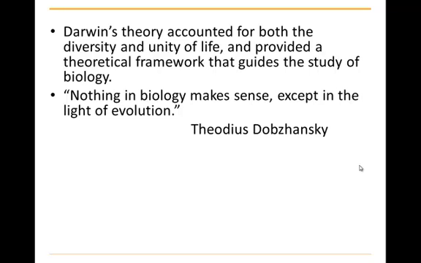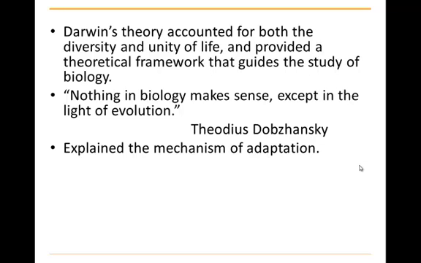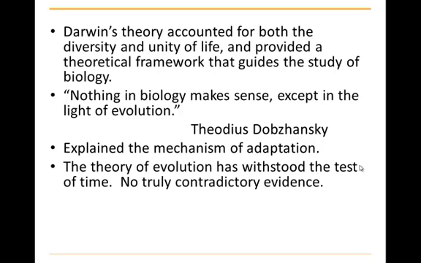Darwin's idea, evolution by natural selection, explained the mechanism of adaptation. It explained why plants and organisms in cold climates were adapted for cold, and organisms that lived in the water were adapted for an aquatic existence, et cetera. And so the match between a lineage of organisms and an environment is explained by Darwin's idea. And the theory of evolution has really withstood the test of time. There's no truly contradictory evidence in over 150 years since the idea was brought to light.